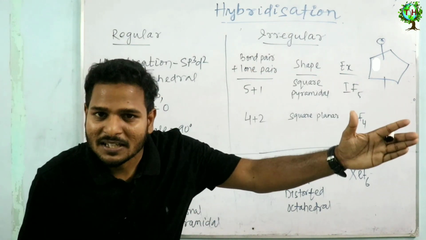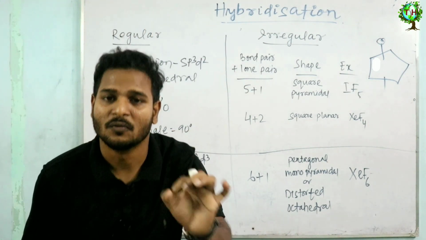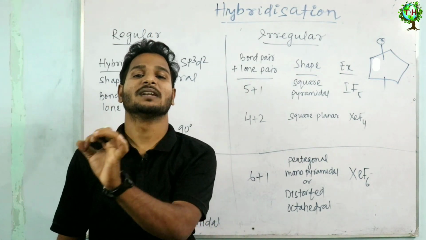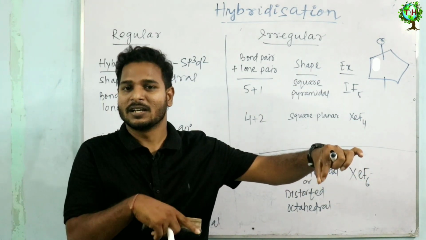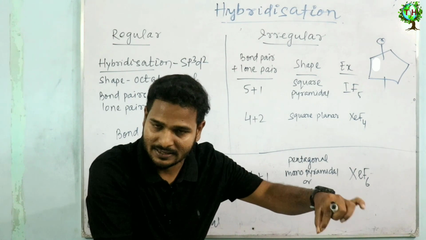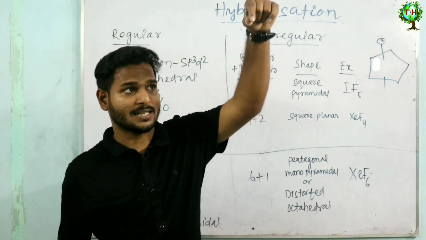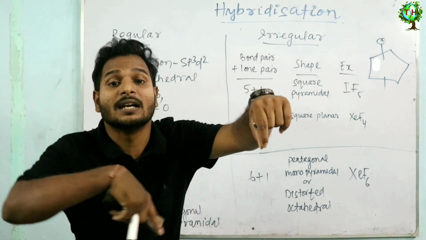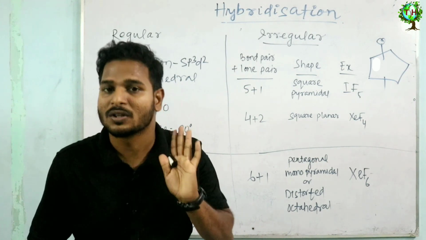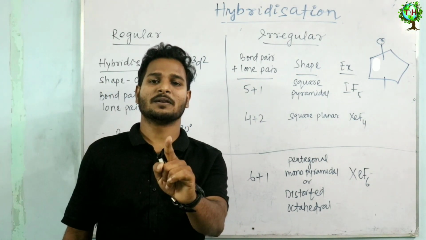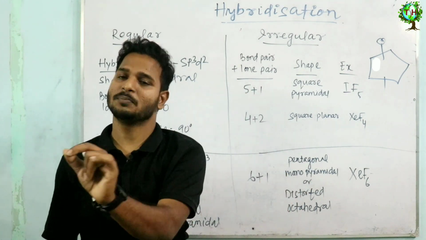In trigonal bipyramidal structure, the lone pair is present always at the equatorial position. Why equatorial? It suffers less repulsion. When placed at the equatorial position, the angles are equatorial 120 and axial 90. But when placed at the axial position, it has three 90s, so it suffers maximum repulsion. So what do you note? In trigonal bipyramidal structure, the lone pair is present always at an equatorial position.